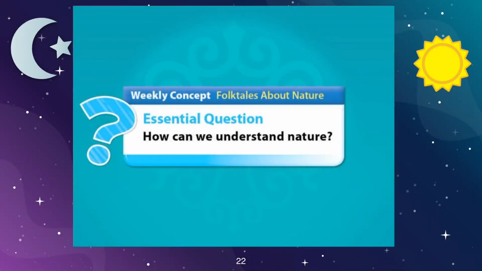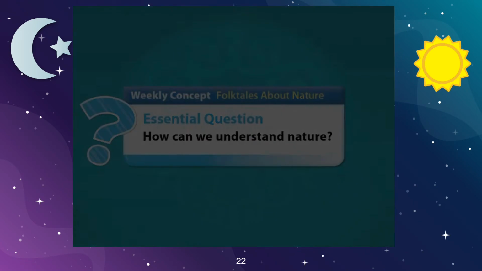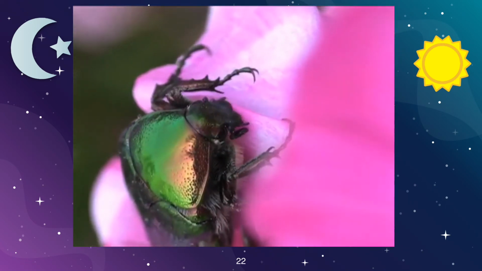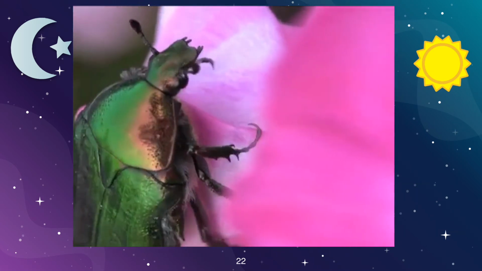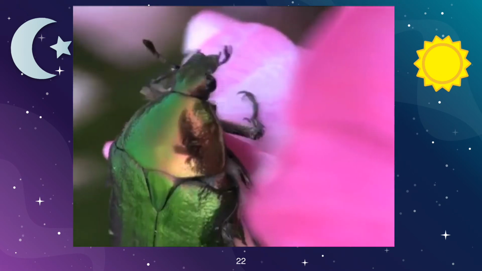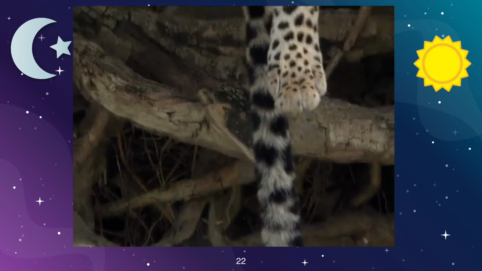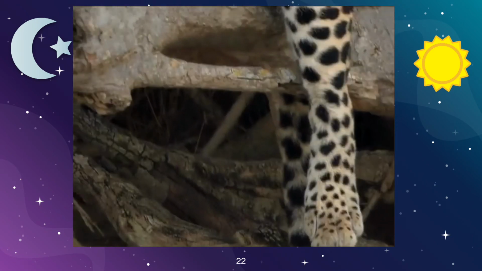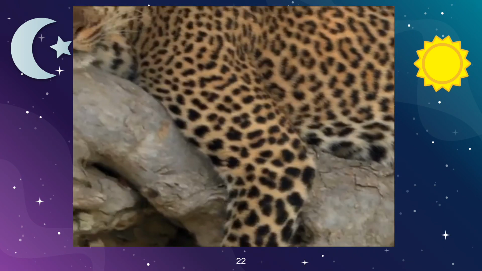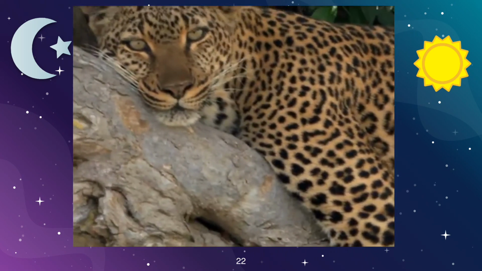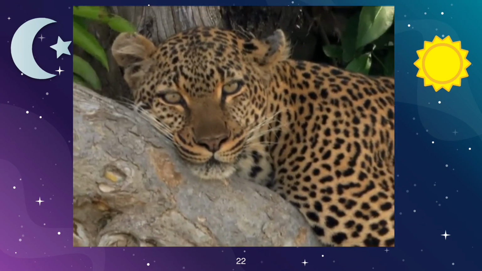Folk tales about nature. How can we understand nature? People have always told stories to answer questions in nature. For example, why do beetles have colorful wings? A Brazilian folk tale explains that beetle earned his beautiful green and gold wings by beating rat in a race. An African folk tale tells how the leopard got his spots. Long ago, giraffe and zebra made fun of leopard for being plain brown. To help leopard, baboon splashed mud on him. Leopard showed off his new spots proudly.